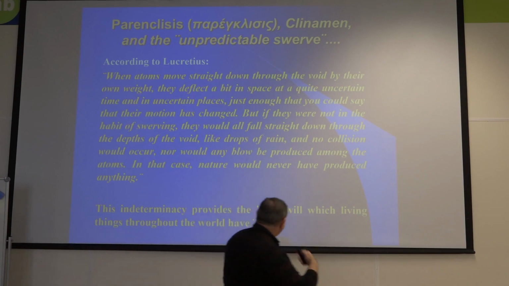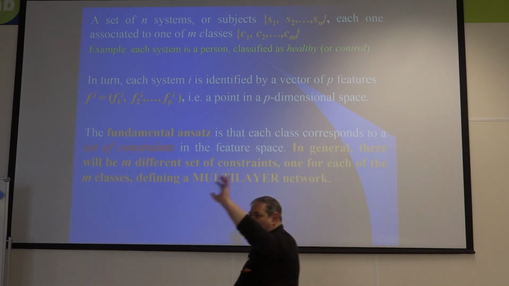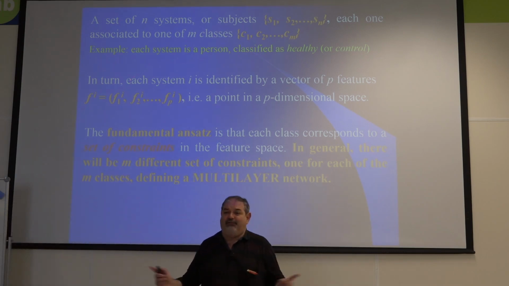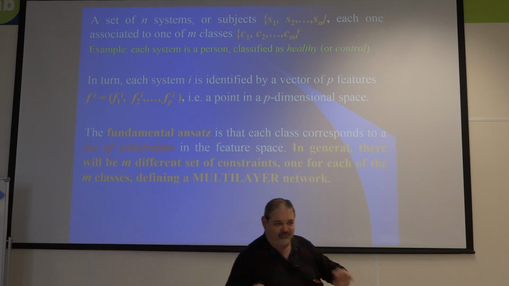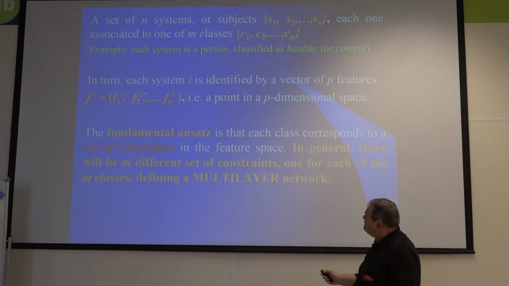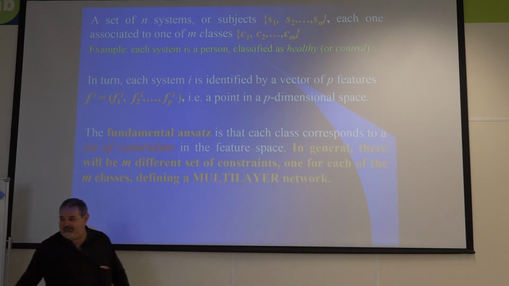So what I do is, I now go to a little bit of mathematics, but then I have a picture that tells you everything. I suppose that I have n persons, S1 to Sn, each one associated to a given class. So I have all the diabetics, all the people that suffer from this disease, all the people that suffer from this other disease. Then the simple case, if I want an on-off classification, is healthy, non-healthy: control, no control. Each subject is identified by a vector of P features, like cholesterol, glycemia, whatever. So each person is a point in R^P, in this Fisher space.